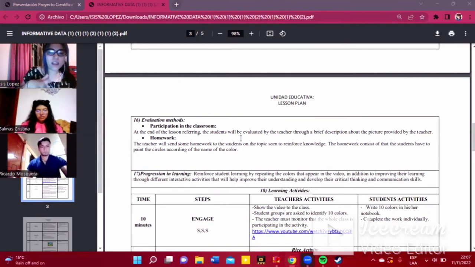And finally, we have a little homework. It's very important to have homework in the classroom, because with that, the students can improve their knowledge. And the teacher will send some homework to his or her students on the topic, to reinforce the knowledge.